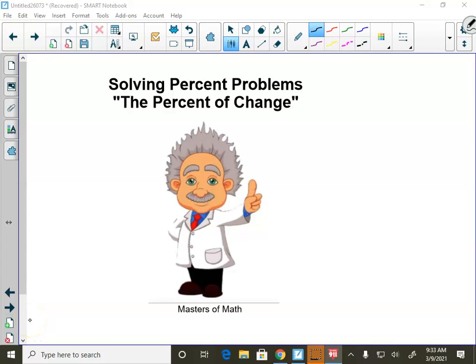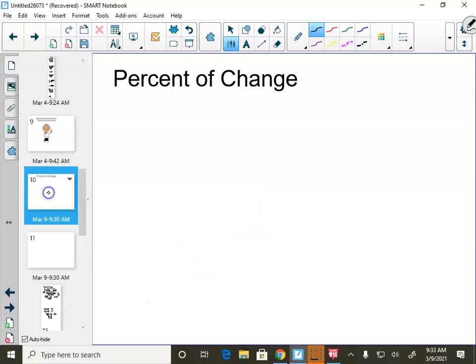Solving percent problems, the percent of change. Well, what is the percent of change? Basically, it's how much did something change in terms of a percent. So let's take a look and see exactly what percent of change is doing.